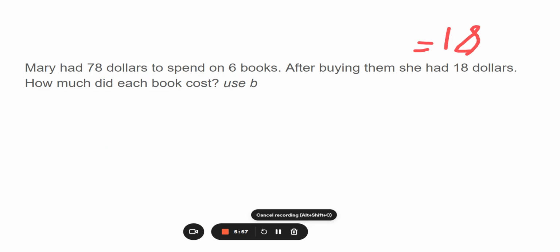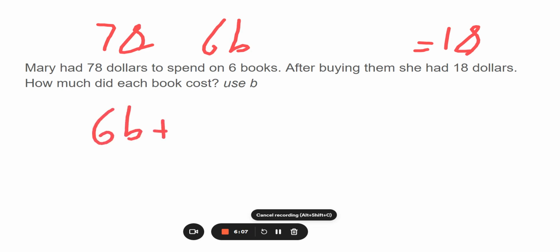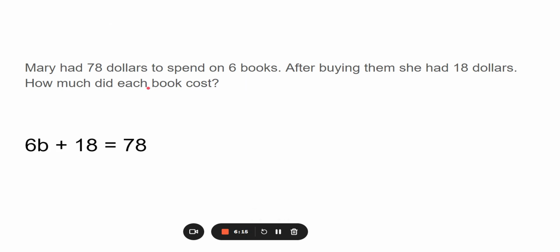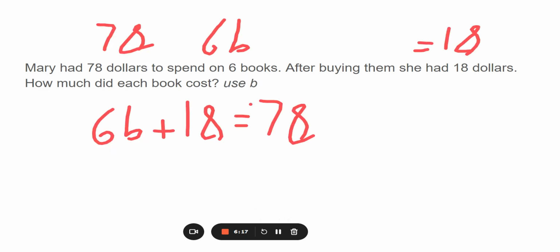Equals 18, $78, and 6b. I know that it's going to be 6b. All right, so 6b plus the $18 that she ended up with is going to equal the $78 that she had to start out with. Now let's see on the next screen. Bam. That is going to be the correct equation.